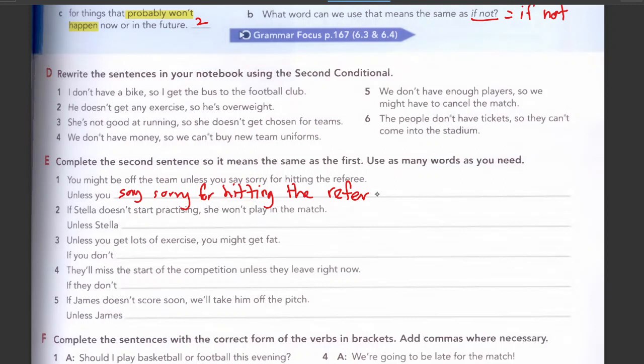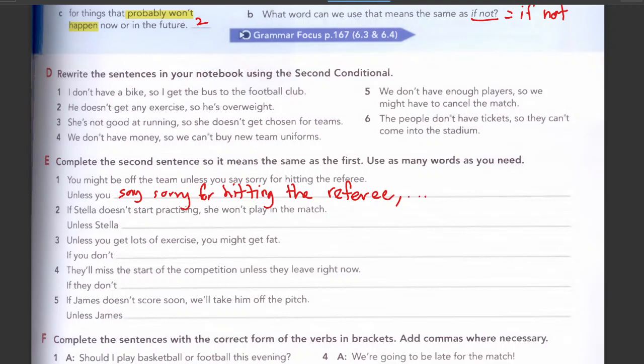Okay. Finish the sentence. How do we finish the sentence? Unless you say sorry for hitting the referee, comma, you might be off the team. So this one, not too much difference. You just have to flip the order of the sentence. Tukar demi susunan ayat dia sedikit saja.